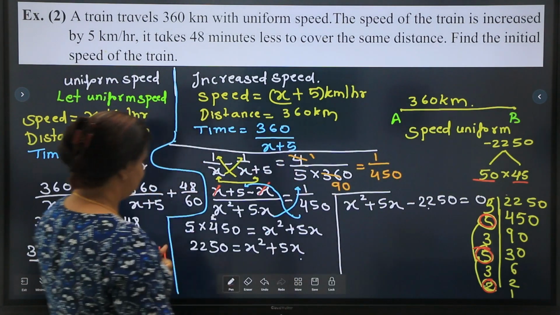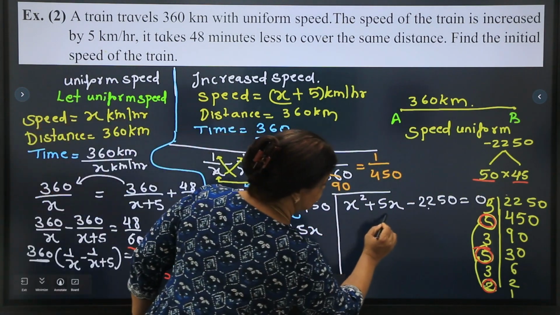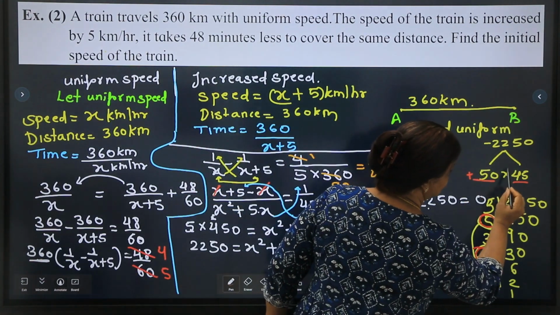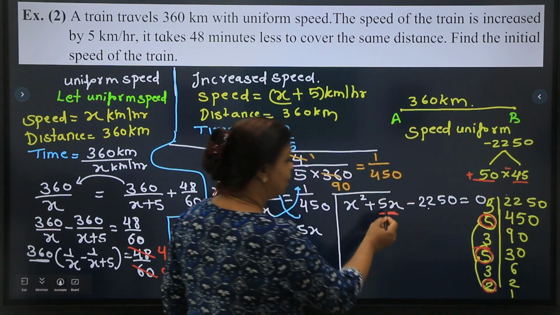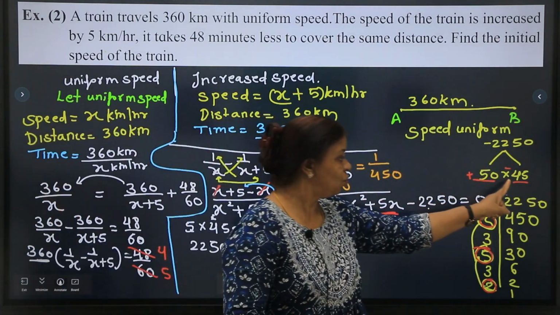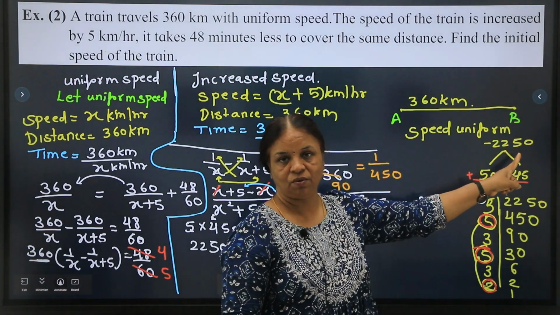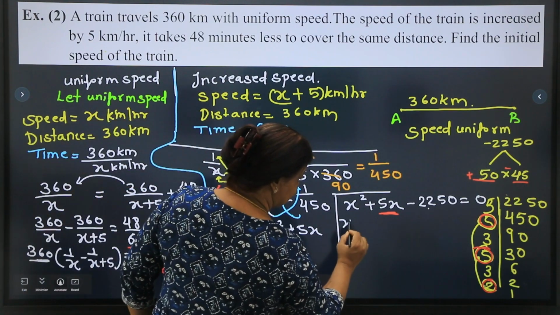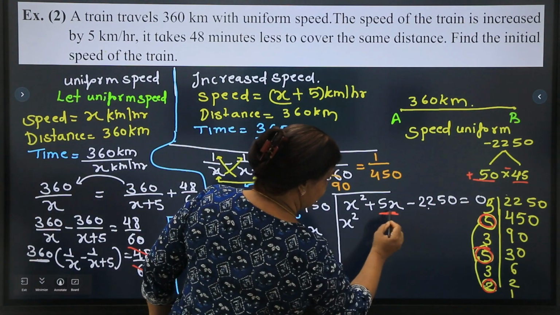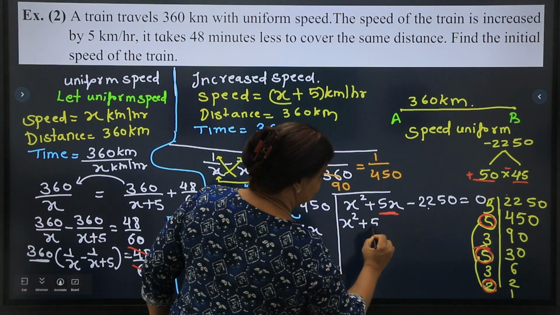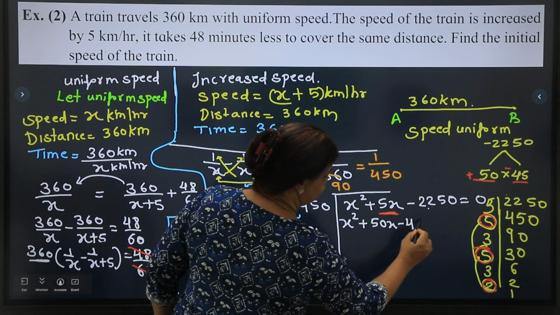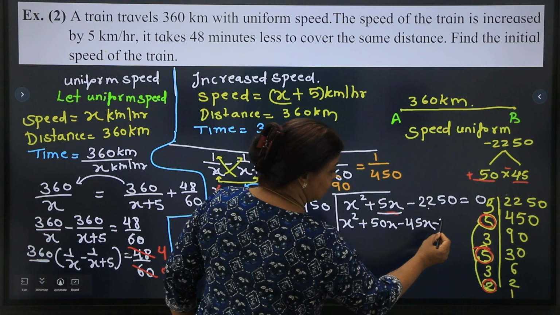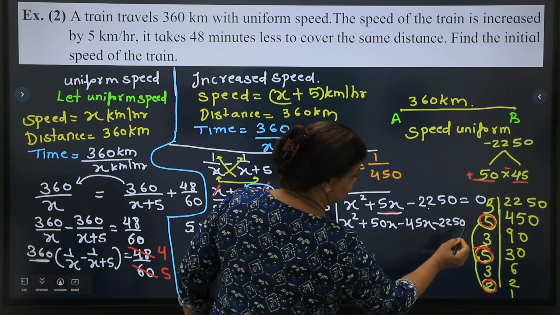But I also want 5x in the middle, plus. So there should be a plus and a minus. 50 minus 45 will give me 5, and 50 into minus 45 will give me minus 2250. So let us do that. Let us use 50 and 45 to bifurcate 5: plus 50x minus 45x. 50x minus 45x is nothing but 5x, minus 2250 is equal to 0.